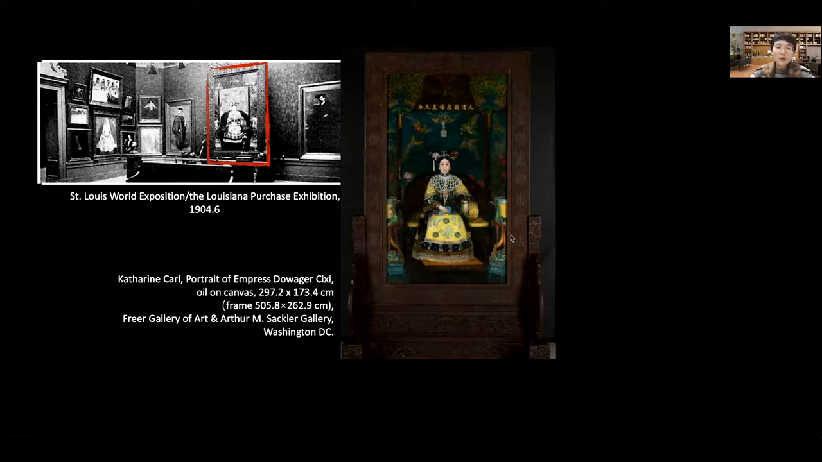Especially in view of the almost 1,000-year taboo of forbidding showing rulers' portraits in public. That taboo lasted for almost 1,000 years in China. So this Empress Dowager Cixi's portrait at the World Expo is a public display of the official likeness of a Chinese ruler for the first time since the 11th century.